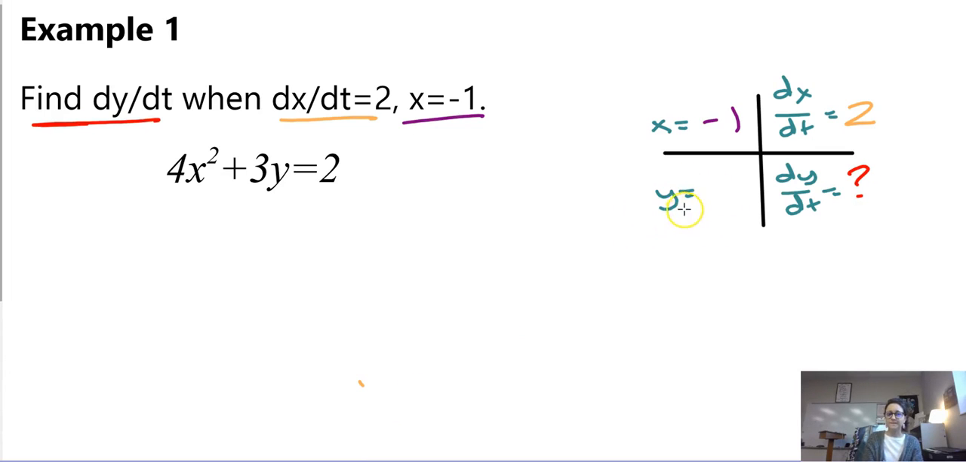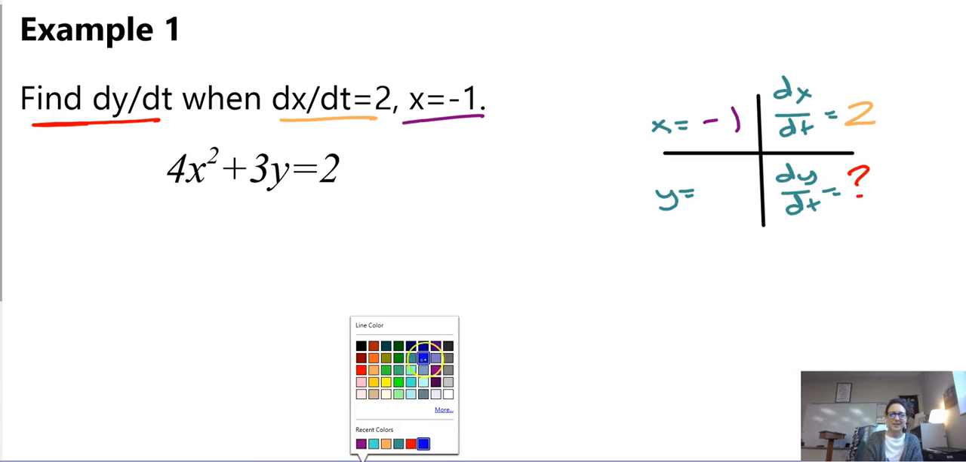Now I don't know y. Could I find it though? Yeah, I could plug in -1 for x and solve for y, right? If I need it, I'll go back and do that, but I don't want to do more work if I don't need it, okay? But do keep that in mind. If we do need it, we have that tool available to us.